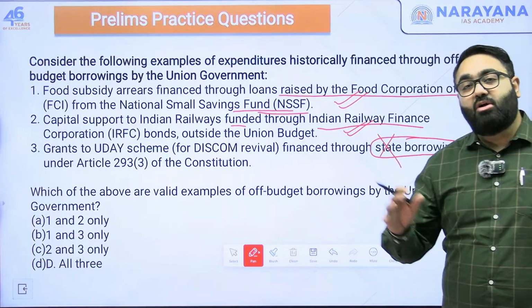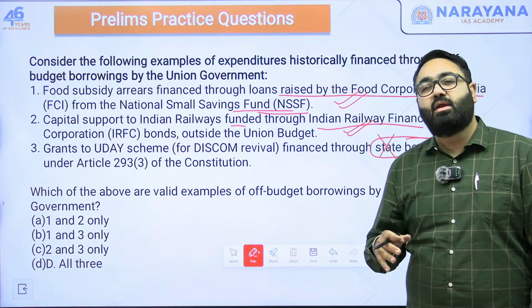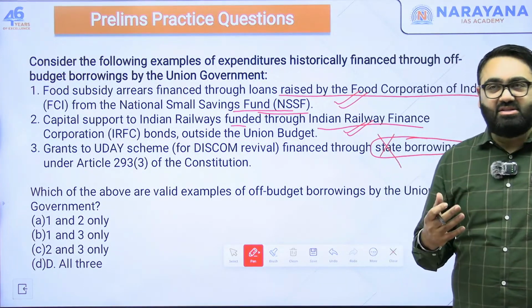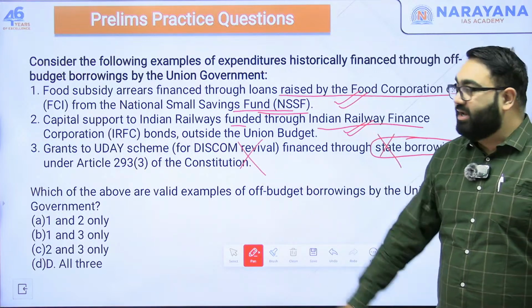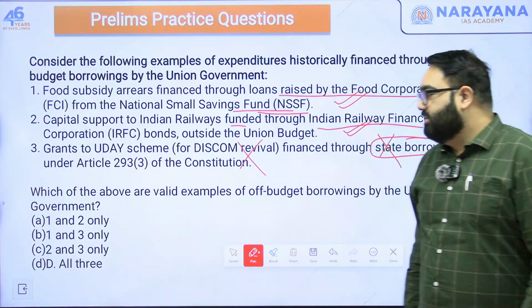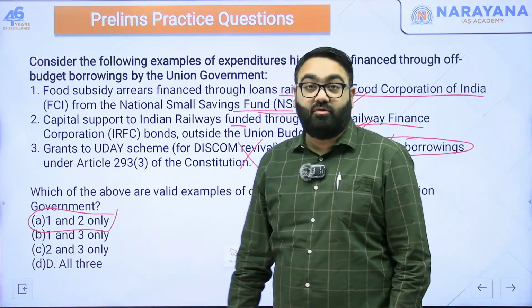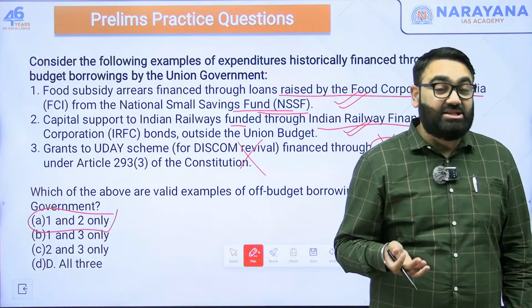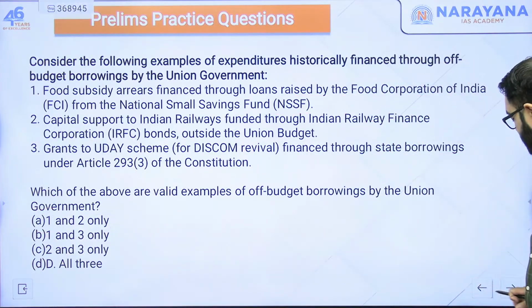When you don't involve the government or the state directly, then it is off budget borrowing. But when you have involved the government here, when you involve the state and they are the ones who are borrowing, then it's not off budget borrowing anymore. So off budget borrowing examples are 1 and 2. The answer here would be A. I really hope that most of you got this right, that you marked A as your answer. If not, you can evaluate and see where you went wrong.